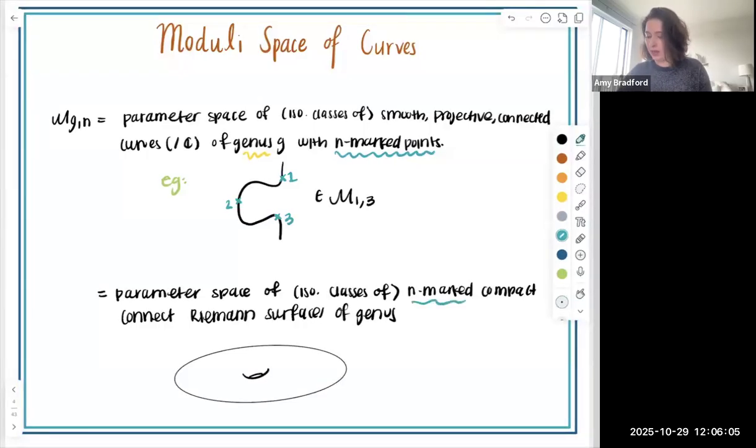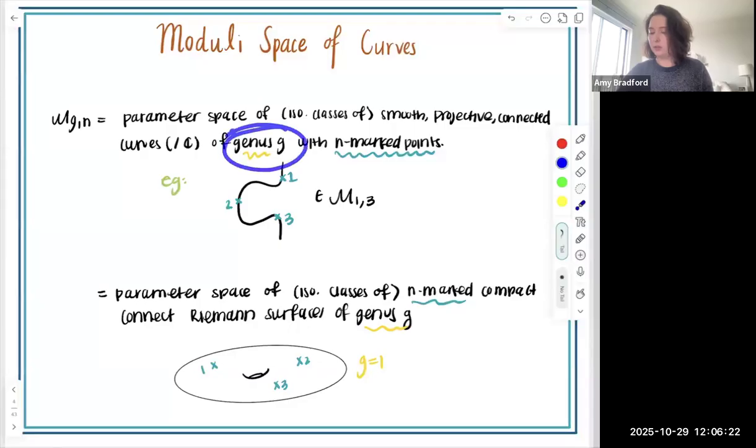And then again, the n marked points is just going to be picking out a certain number of points that we're labeling. And now I define the genus g. I define the genus to be the genus of this Riemann surface. So the genus in this case is 1. And so I define the algebraic version of this genus to be the genus of the corresponding Riemann surface. So again, this is going to be sitting inside of M_{1,3}.